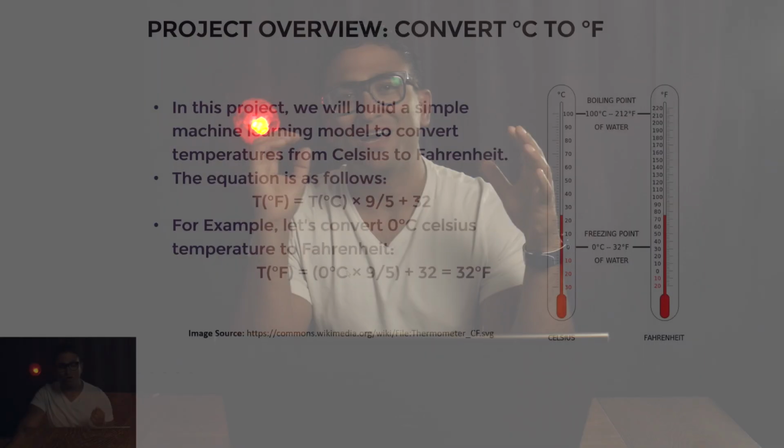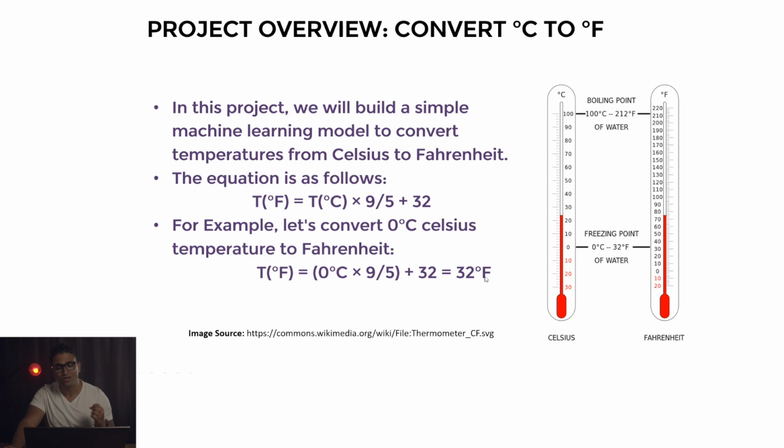In this video, I will show you how to use Tensorflow 2.0 to build a very simple neuron model to convert Celsius to Fahrenheit. The objective is to predict the value of one variable y based on another variable x, where x is called the independent variable and y is called the dependent variable.